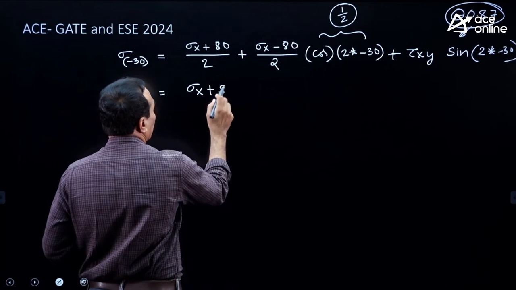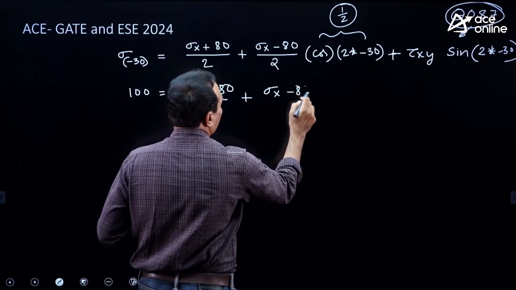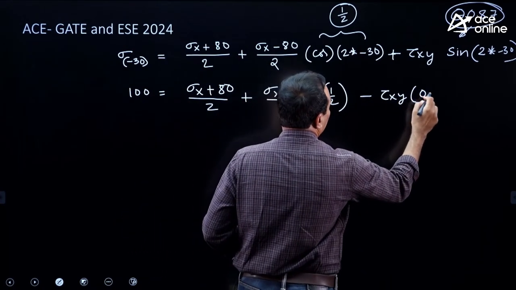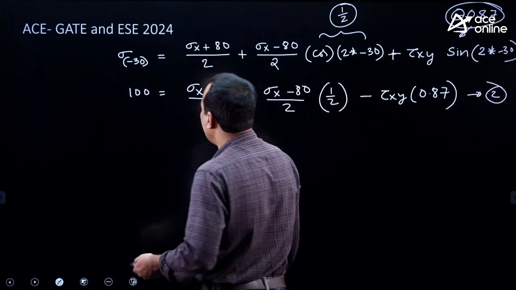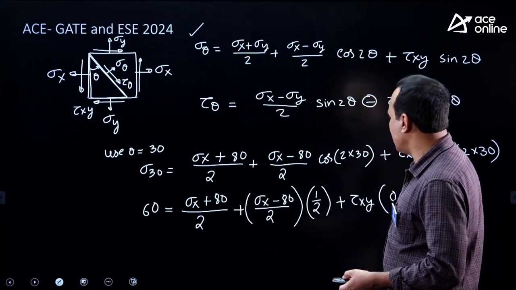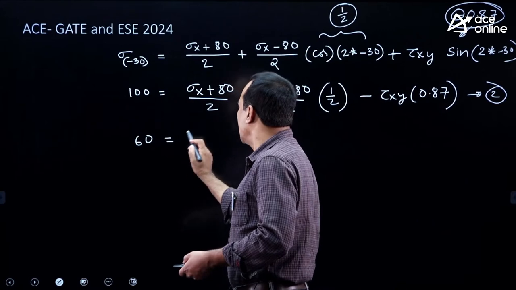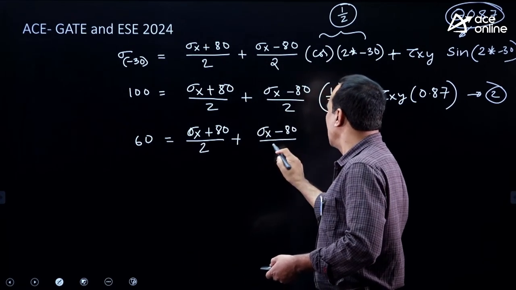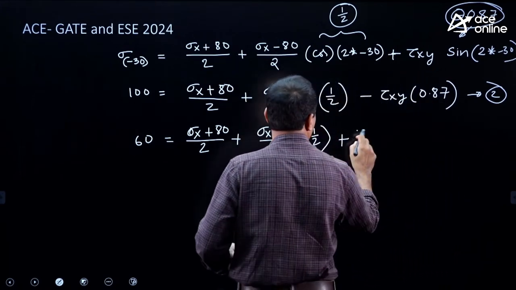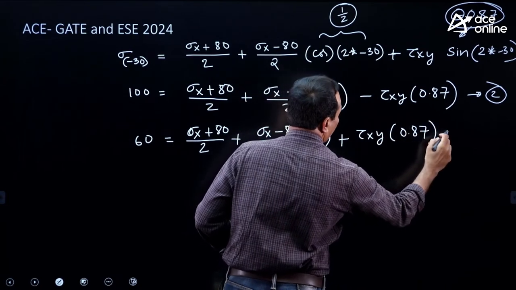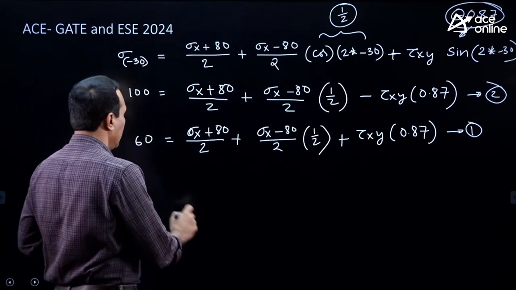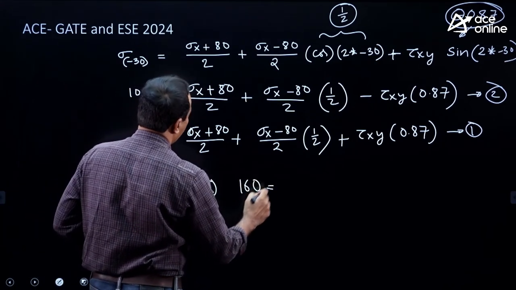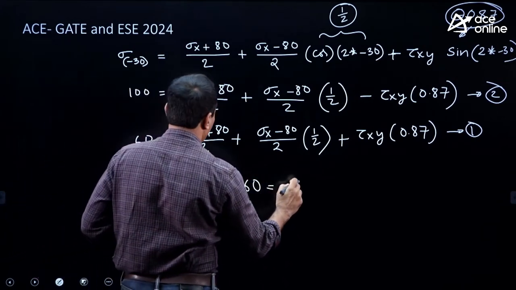Here, sigma x plus 80 by 2, minus 80 by 2 times half, and the minus 0.87 tau xy. Equation 2. Equation 1 and equation 2, we simplify and find out sigma x. So this is 60: sigma x plus 80 by 2, equation 1 I am writing, half, plus tau xy. Better we add equations 1 and 2. 100 plus 60, 160. Half plus half, full.